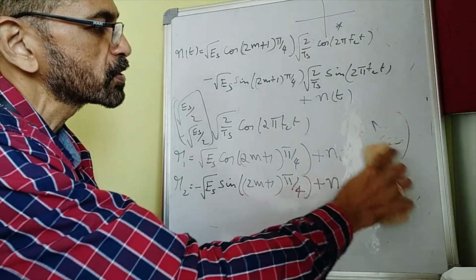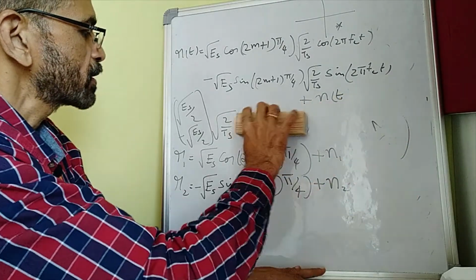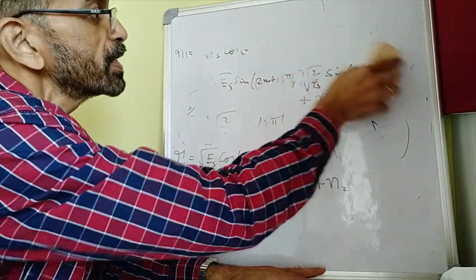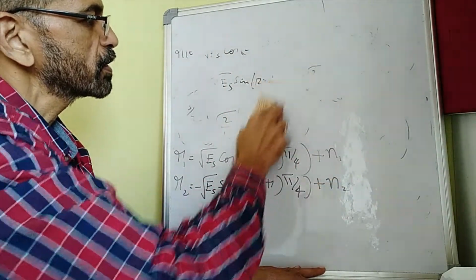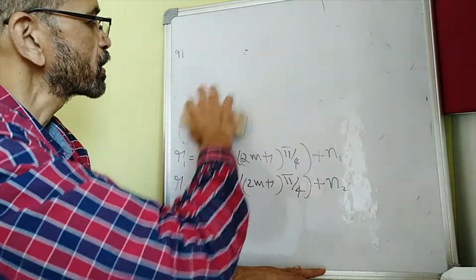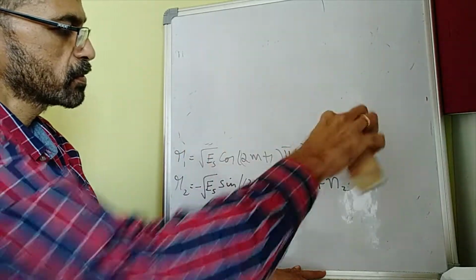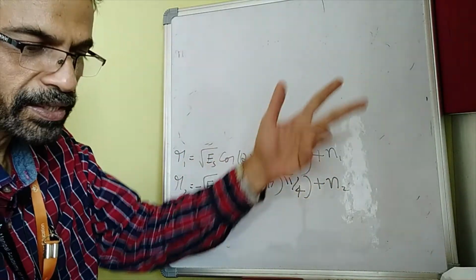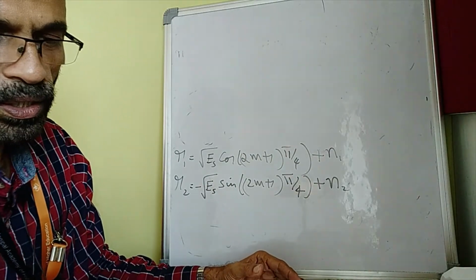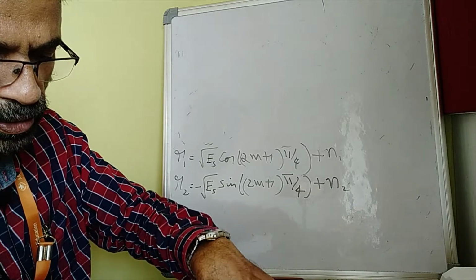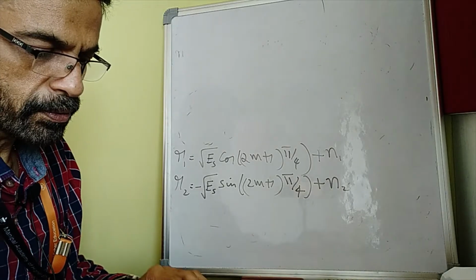So let's find out what is the probability that the receiver makes an error in detecting the transmitted symbol or signal correctly. So the error results because of this. Otherwise, it gives exactly the coordinates, and you will always end up detecting the symbol correctly. So let's find out what happens.